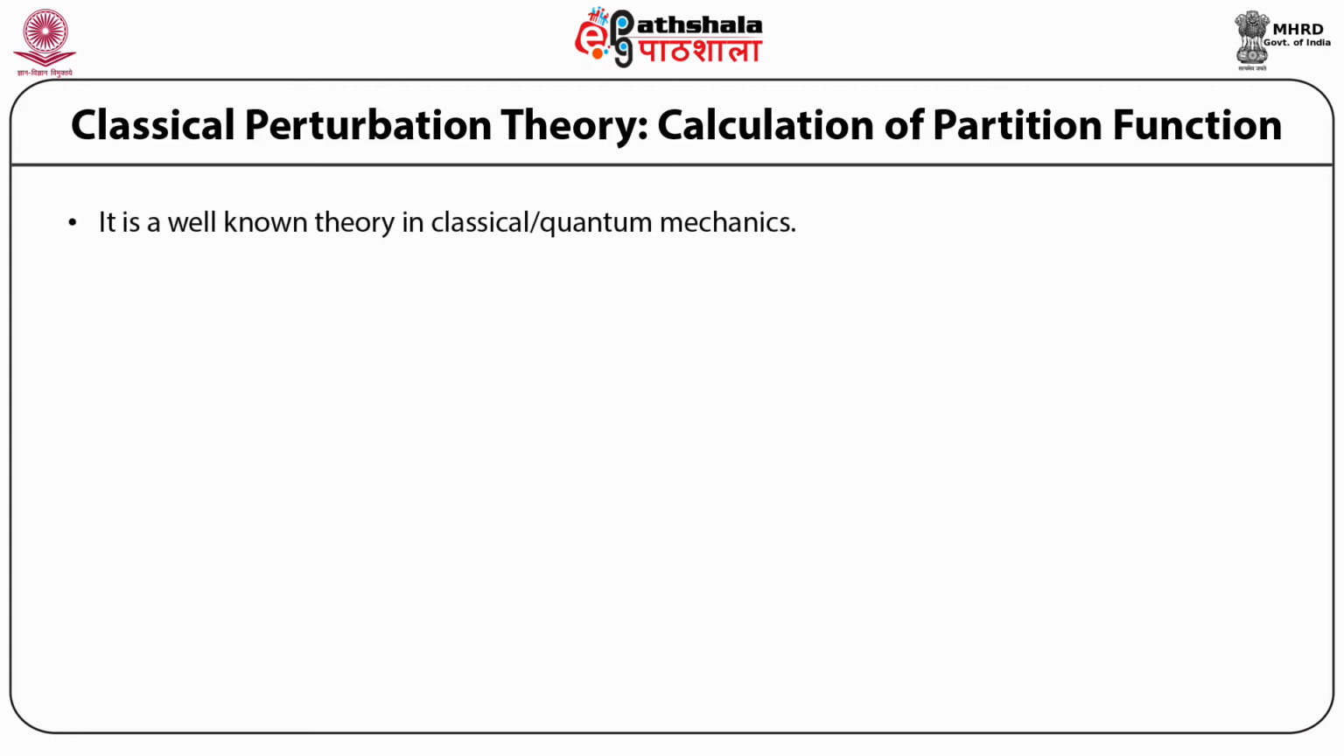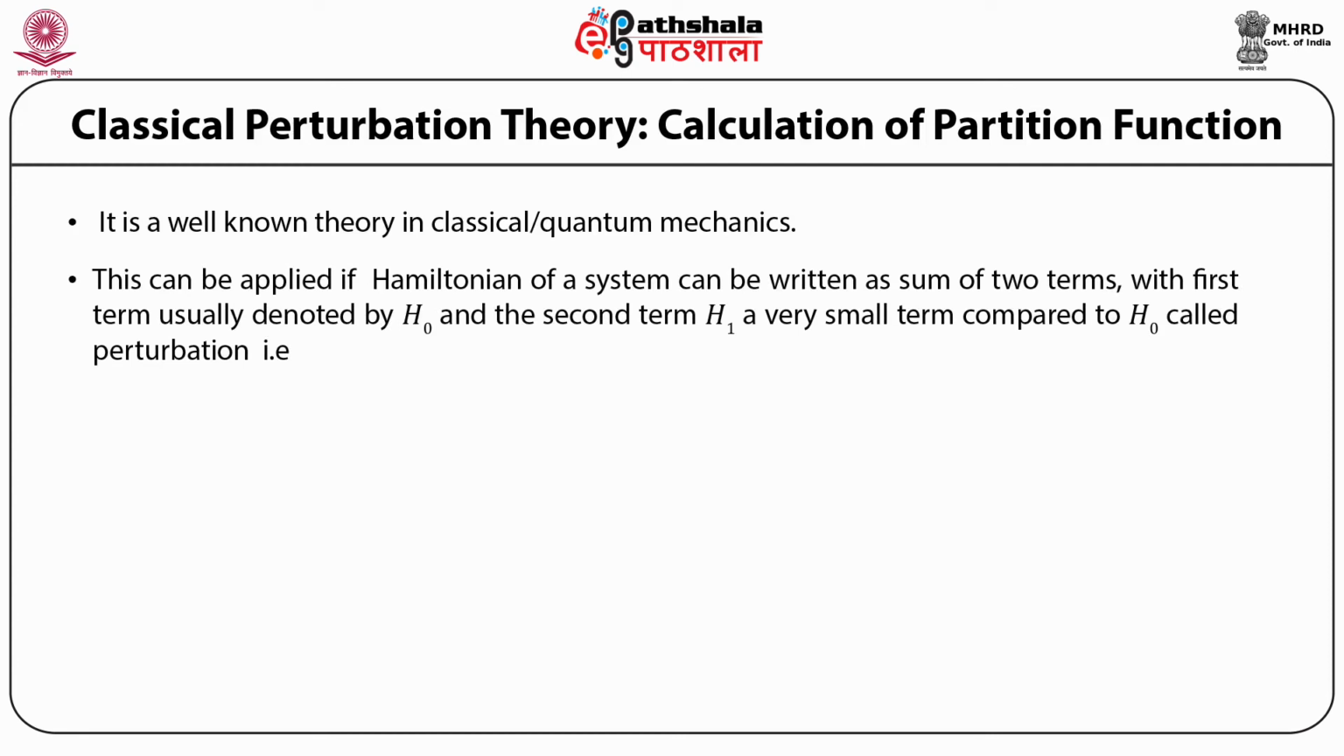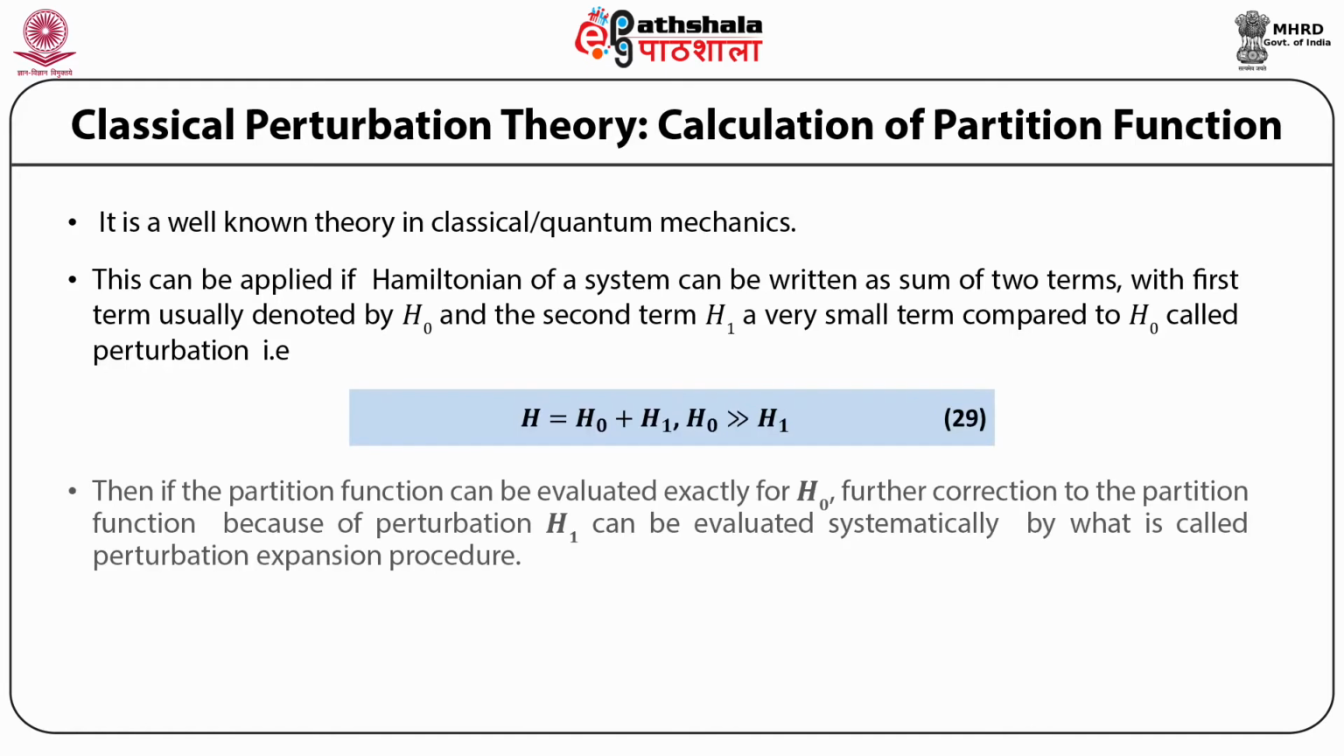Classical perturbation theory, calculation of partition function. It is a well-known theory in classical or quantum mechanics. This can be applied if the Hamiltonian of a system can be written as a sum of two terms, with the first term usually denoted by H0 and the second term H1, a very small term compared to H0, called the perturbation. That is, H is equal to H0 plus H1 and H0 is very much greater than H1. Then if the partition function can be evaluated exactly for H0, further correction to the partition function because of perturbation H1 can be evaluated systematically by what is called the perturbation expansion procedure.